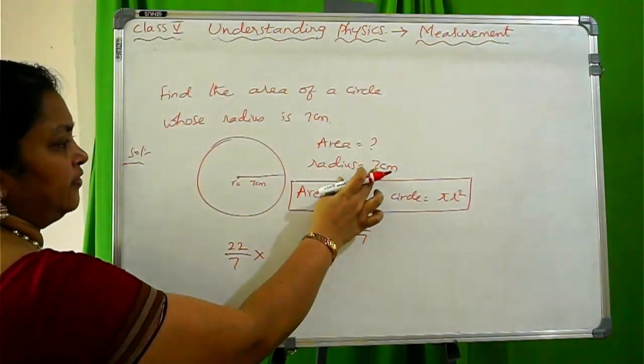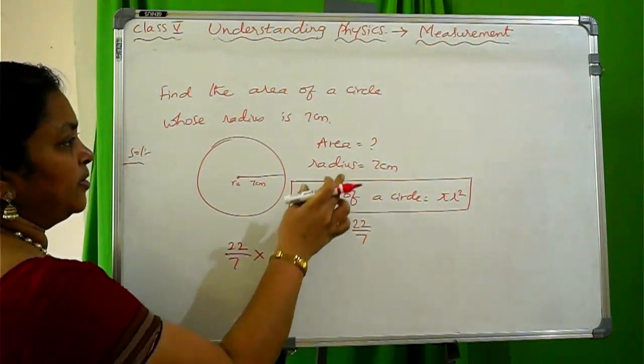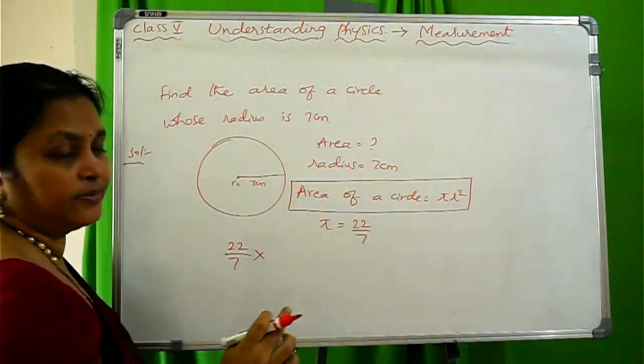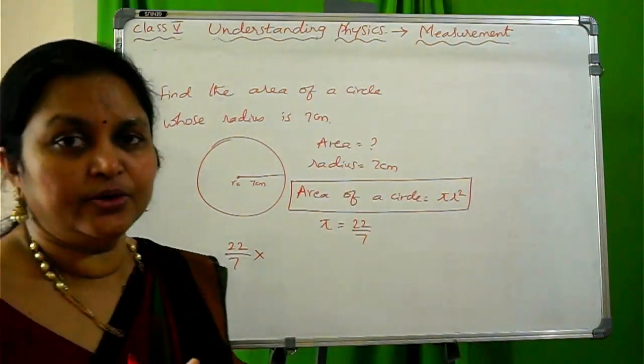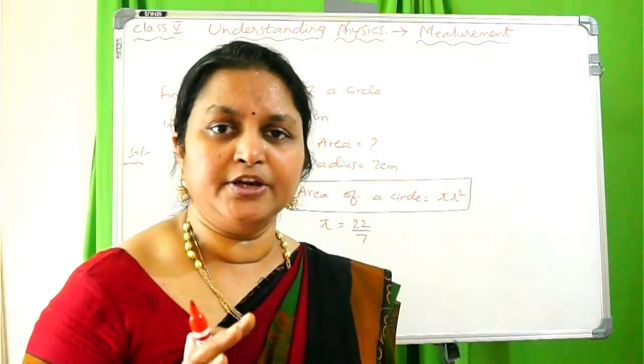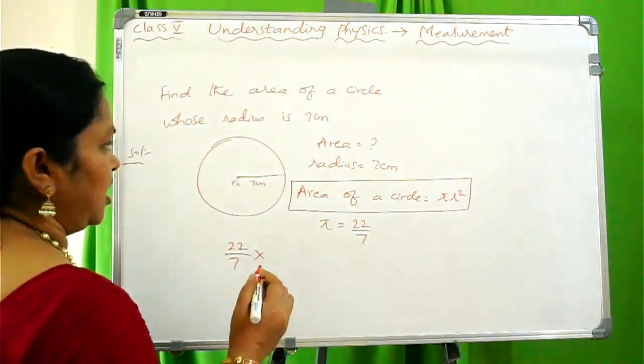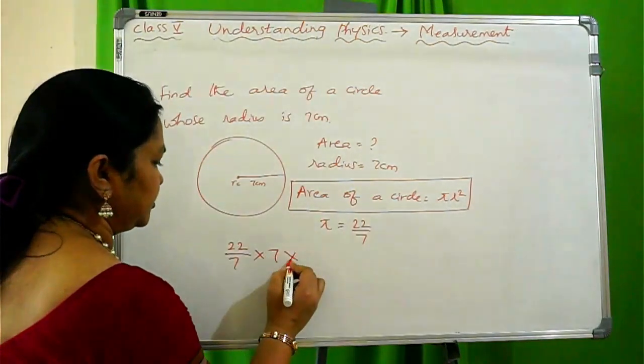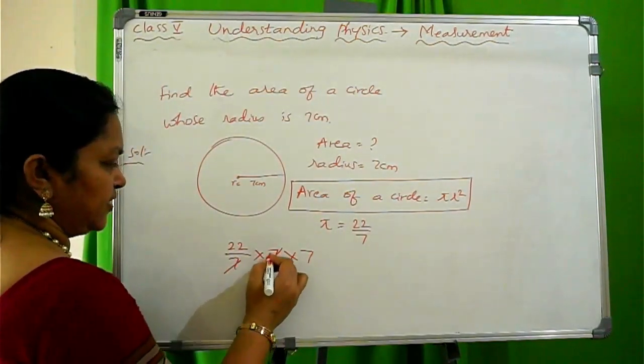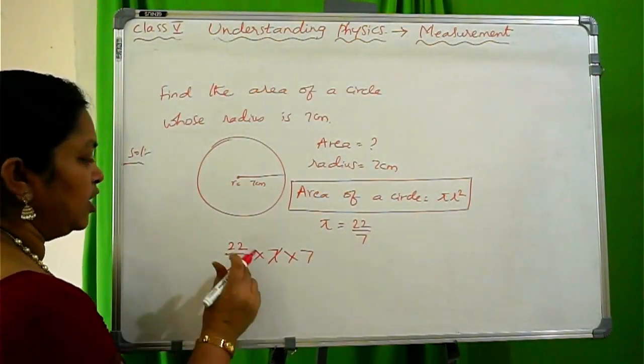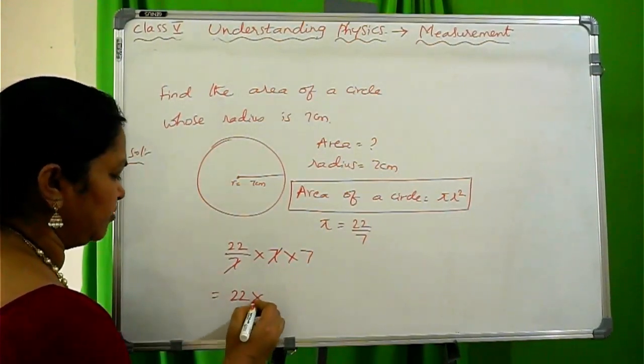Okay, now what is the r value? Radius value 7. So how many times do we have to multiply the radius? 2 times. R square means r into r. So that's why we have to multiply that radius 2 times. So now I should multiply the radius 2 times. 7, 7 cancel. Okay, now 22 7s are 22 into 7.